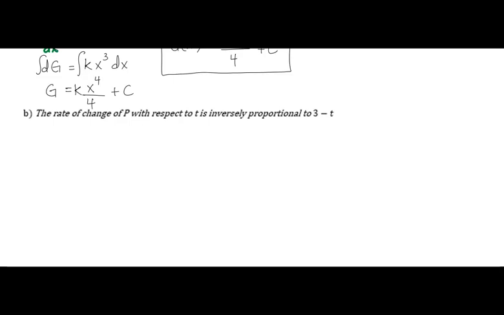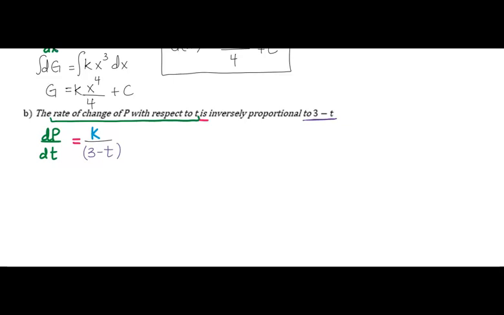In part B, they tell us that the rate of change of p with respect to t, so we start off with dp dt, just turning these words into mathematical symbols, is an equal sign, inversely proportional to 3 minus t. So here we have inversely proportional, so we're still going to have a constant of proportionality. So I'll still use k as my constant of proportionality, but when they say 3 minus t, because it's inversely proportional, I'm going to need to put the 3 minus t in the denominator. So there is our differential equation.